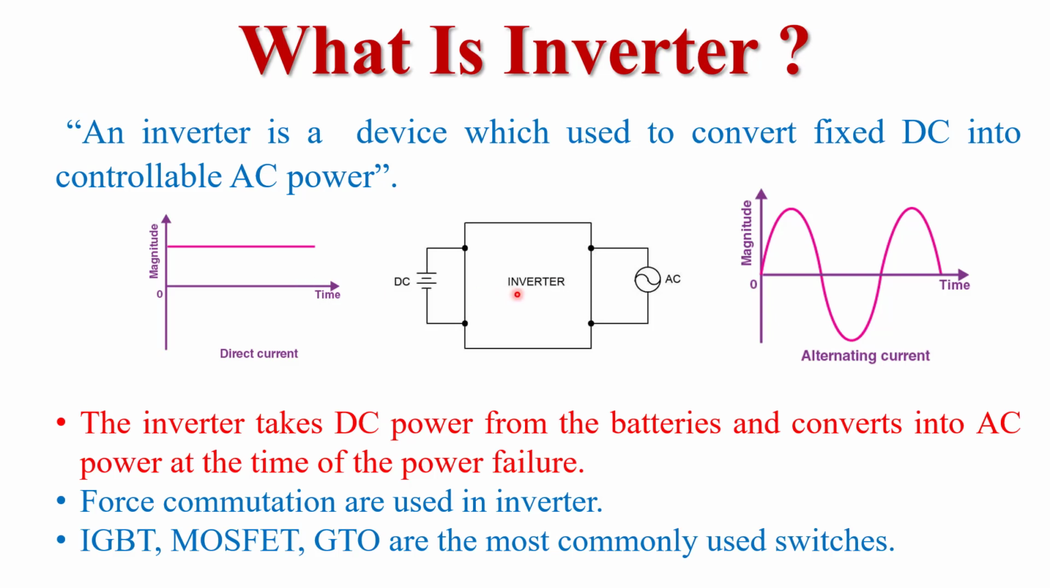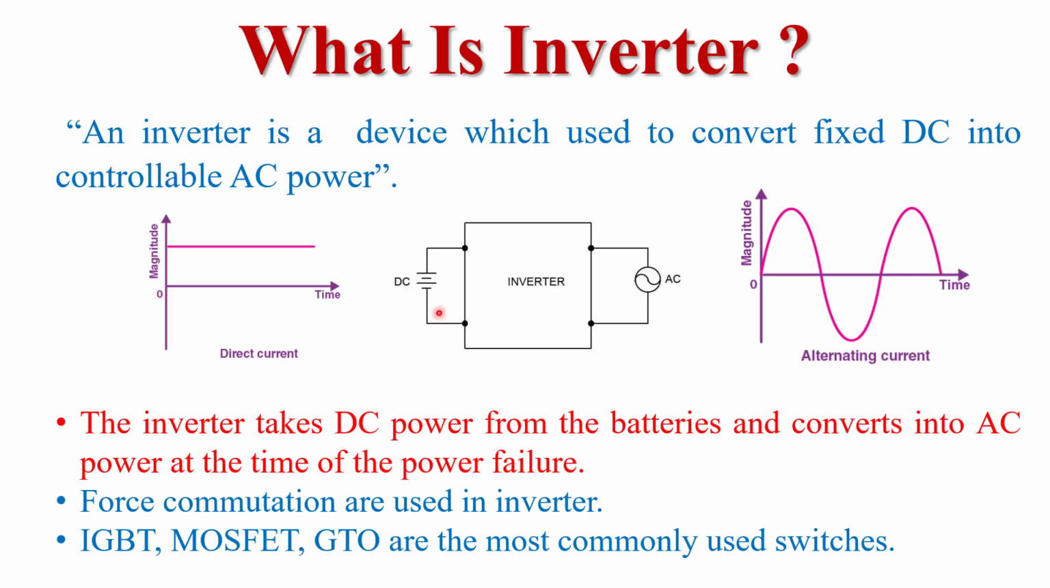Now, the inverter converts DC power into AC power. So, what is AC power or AC current? AC is basically alternating current. This current changes with respect to time. Or we can say that the magnitude of the current changes with respect to time. That is called alternating current. So, the device that converts DC current into AC current is called an inverter.